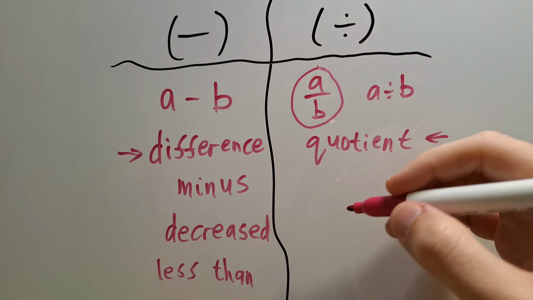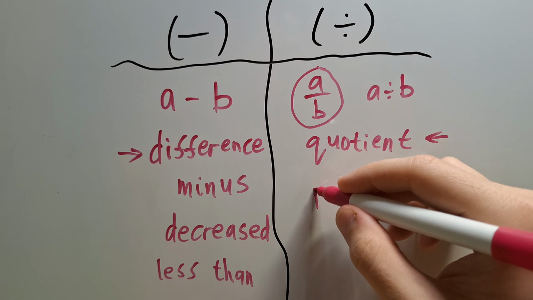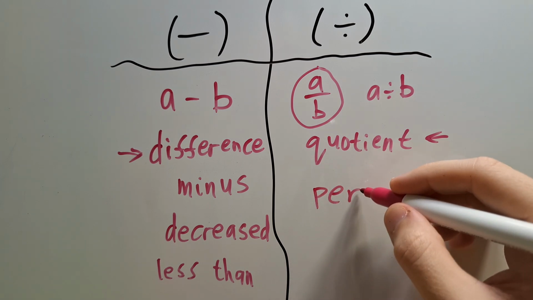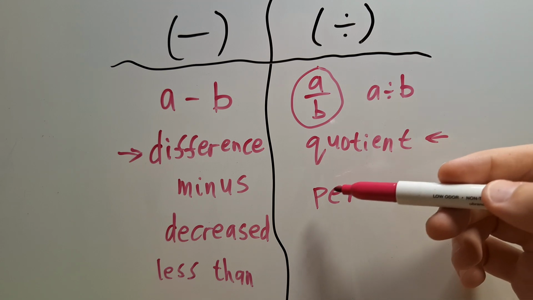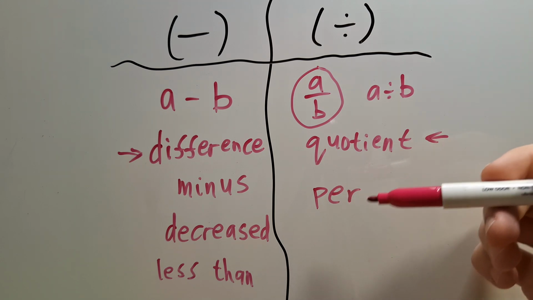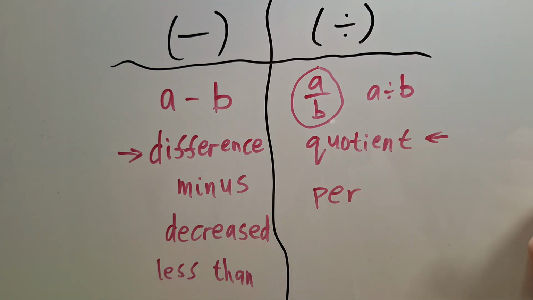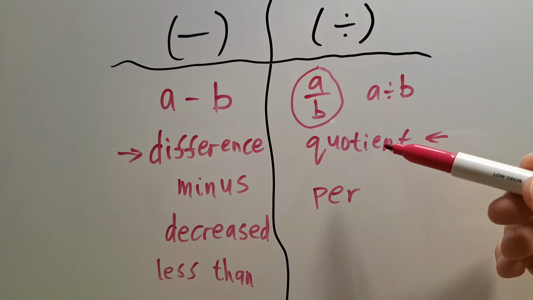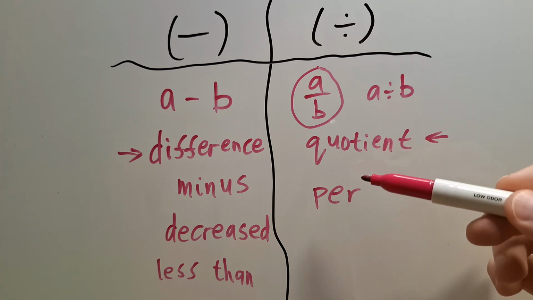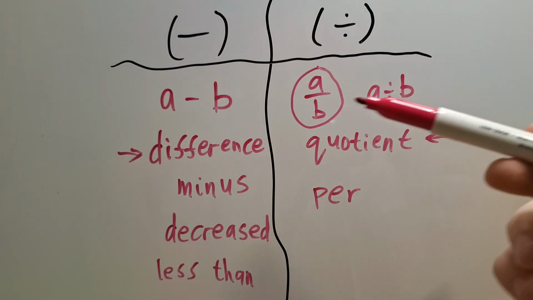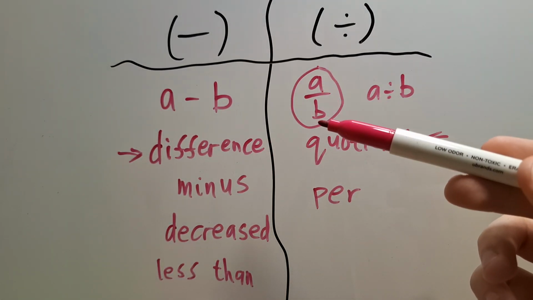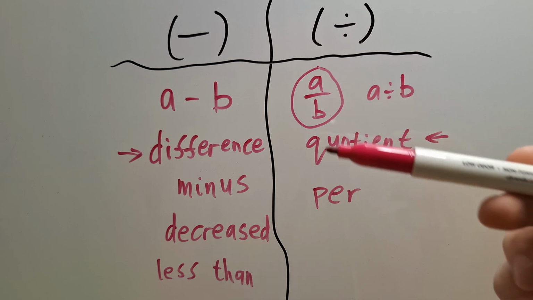One keyword I see a lot, and this trips people up, is this word here, per. We can say A per B. Think of per as like a rate, like miles per hour, meters per second. We'll go over examples of that in later videos, but these are some keywords when dealing with division. And again, much like subtraction, these are not commutative. A divided by B is not the same as B divided by A.